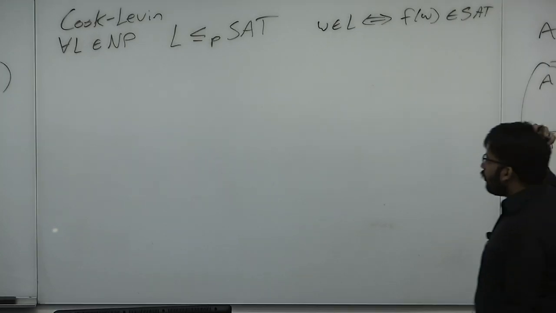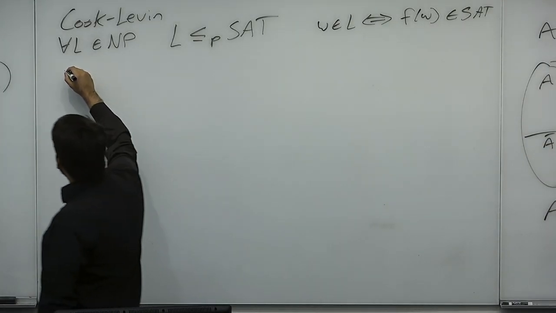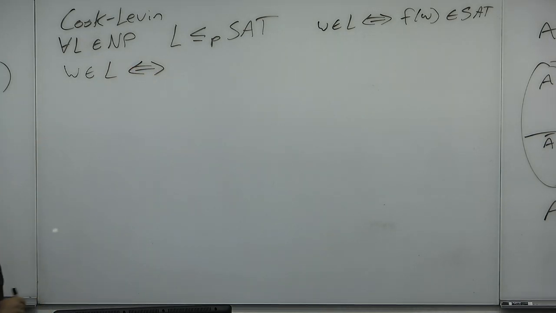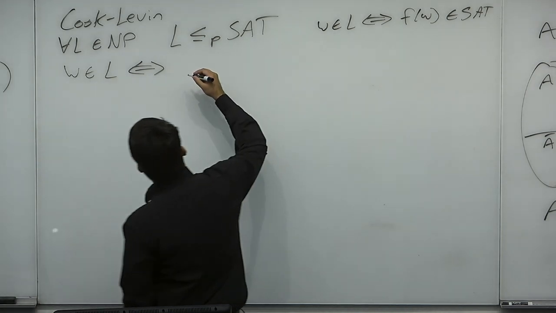How are we going to do this? Well, what do we know about F of W? We know that W is in L if and only if... What is the definition of NP? Just like a witness that can then be verified along with W. You can actually prove Cook-Levin using the witness definition or the non-deterministic definition. Only because I already memorized it using the non-deterministic definition, I'm going to go that way. But know that the proof is identical if you use the verifiable definition.